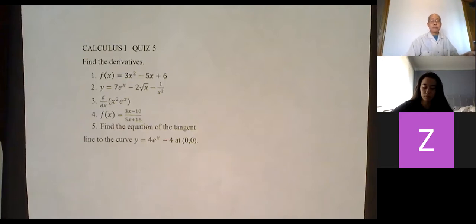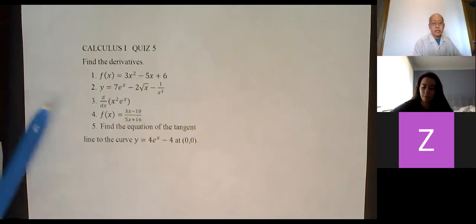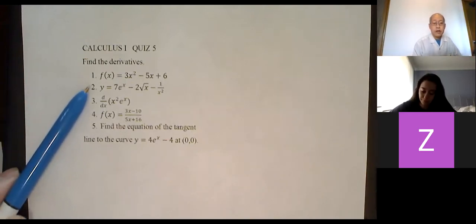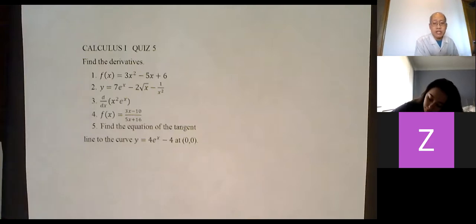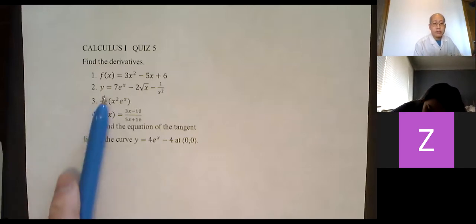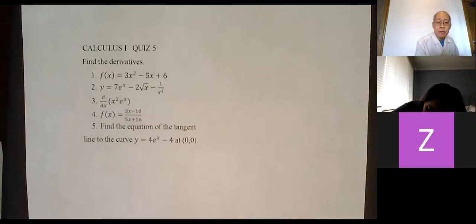Okay, find the derivatives. I'll even read it just in case. First one, f of x equals 3x squared minus 5x plus 6. Number two, y equals 7 e to the x minus 2 square root of x minus 1 over x squared. One more time, 7 e to the x minus 2 square root of x minus 1 over x squared.